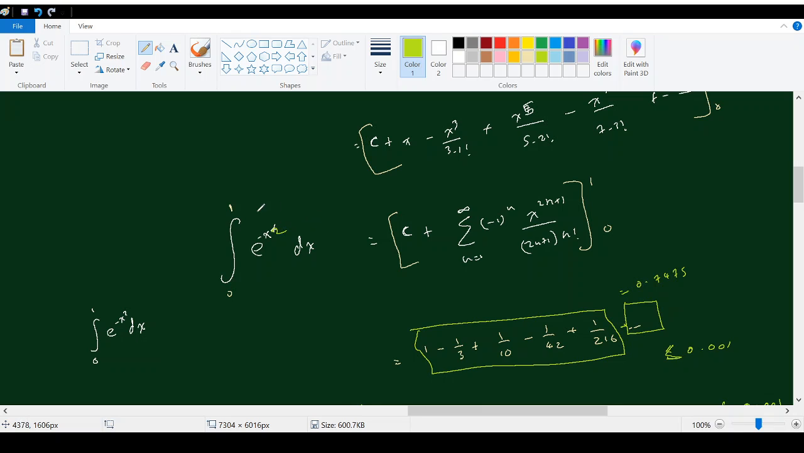Now here it should be 2. We have approximated an integral by the knowledge we had in Maclaurin series. And I will conclude this week's session in the next video with another application of the Maclaurin series.